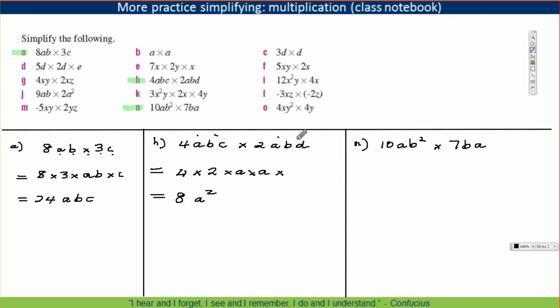I've then got a B and I've got a B. So we get a B times B. So that's repeated multiplication, so I'm going to write B squared. And then what we've got left is a C and a D. So they're not like terms. So I'll just multiply that down, CD. So the final answer will be 8A squared, B squared, C, D. Okay, stop the video. And when you're ready, you can check your answer for N.